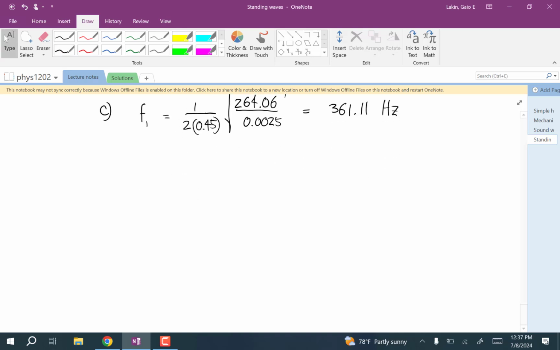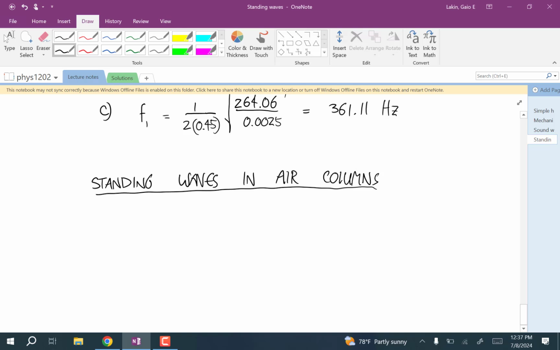The other thing we're going to talk about besides strings is standing waves in air columns. And like I said, we're going to do this calculation for 2 different types of columns. We're going to do, first of all, one that has a closed end at one end and an open end at the other. So one end is open to the environment and the other end is closed.